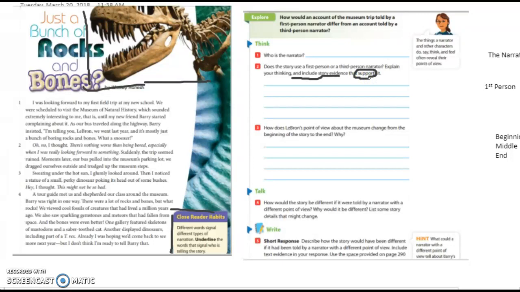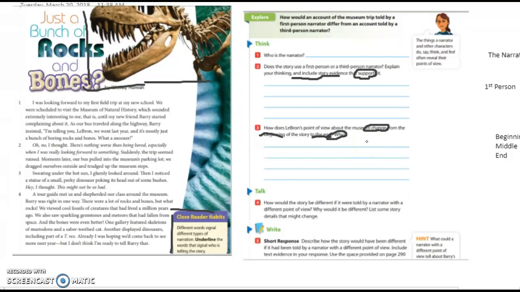Number 3. How does LeBron's point of view about the museum change from the beginning of the story to the end, and why? So we're going to have to look at a couple different pieces. Beginning of the story, and we're going to have to look at the end of the story. And of course, support it with details that tell us why.